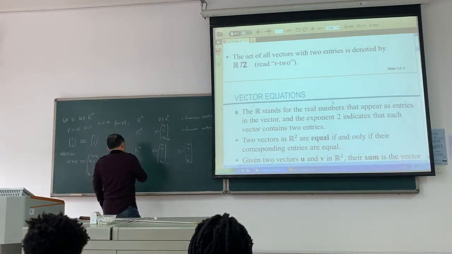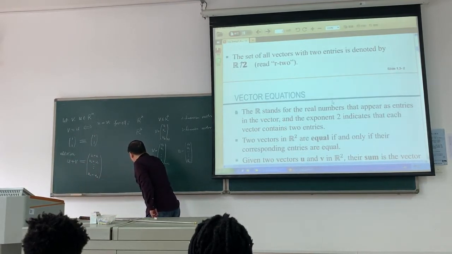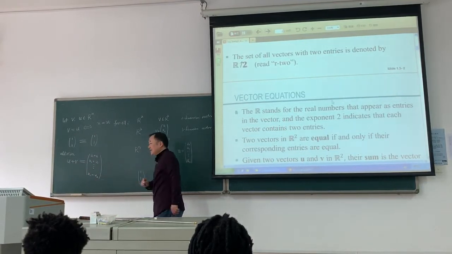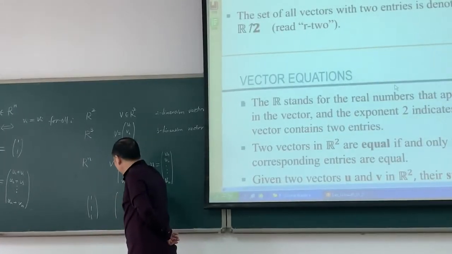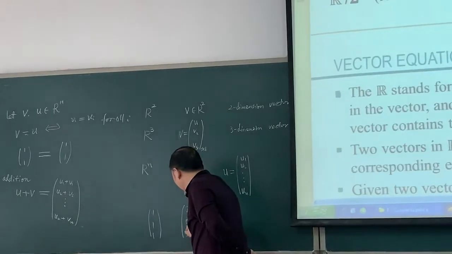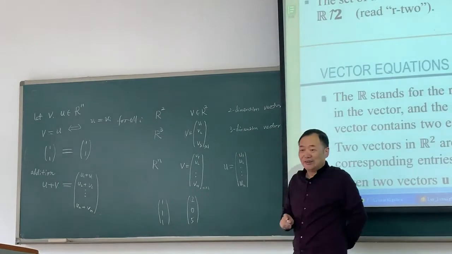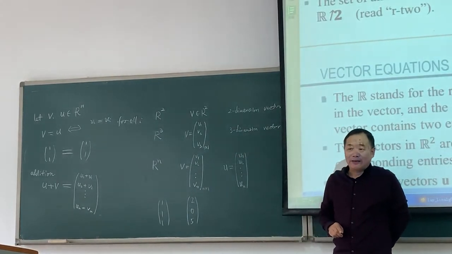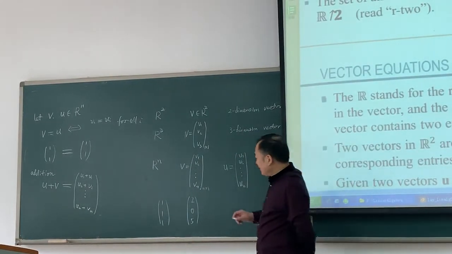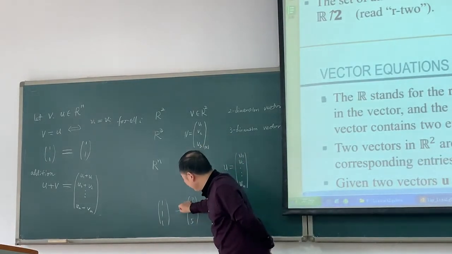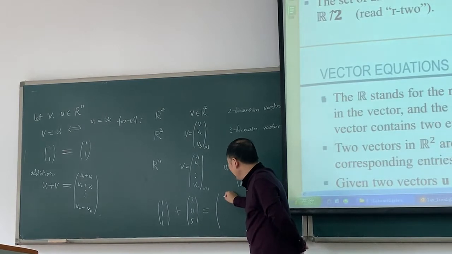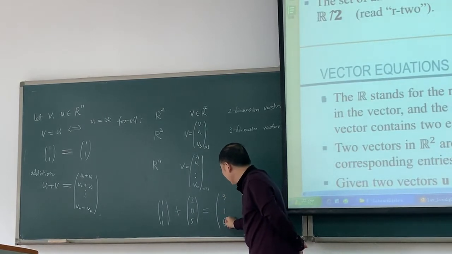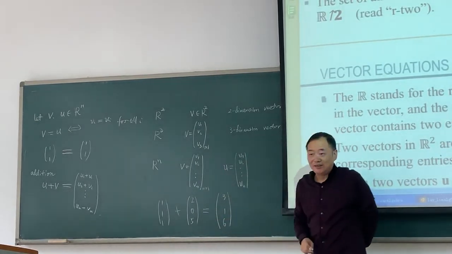For example, 1, 1, 1 is a 3-dimensional vector, and 2, 0, 5 is another vector. Then we can define the sum as 3, 1, 6. Understand? Yes.